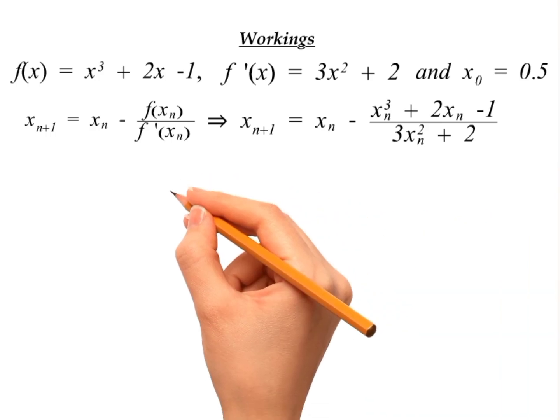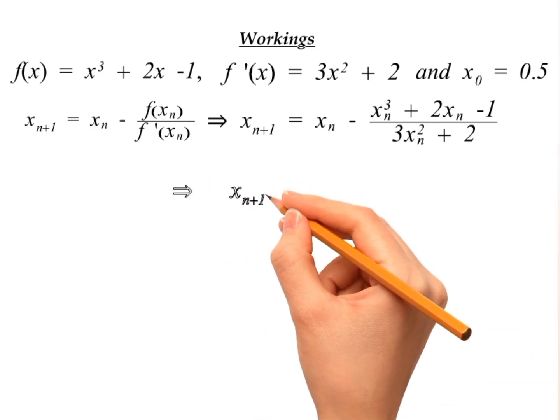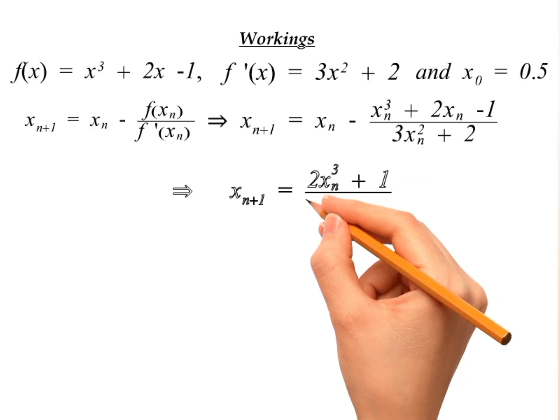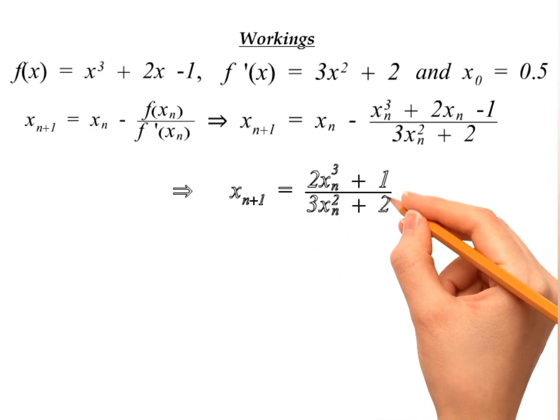But let's first make the function better by simplifying it. Consider taking the LCM of the fraction. Now, x sub n plus 1 equals 2x sub n cubed plus 1 over 3x sub n squared plus 2.